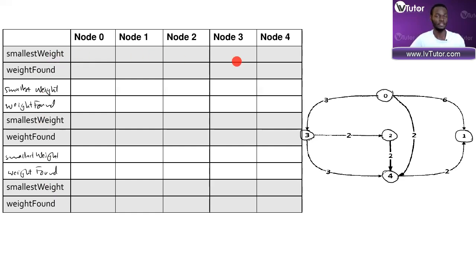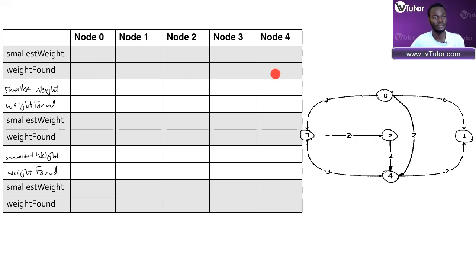The smallest weight array is used to keep track of the current weight from 0 to every node, which means here we are keeping track of the weight from 0 to node number 1. From here, we are keeping track of the weight from 0 to node number 2, 0 to 3, 0 to 4. The weight found array is used to confirm whether or not this weight is the smallest weight. If this is distance, we are saying, can we now confirm that this distance here is the shortest distance that we can ever have from node number 0 to this node?